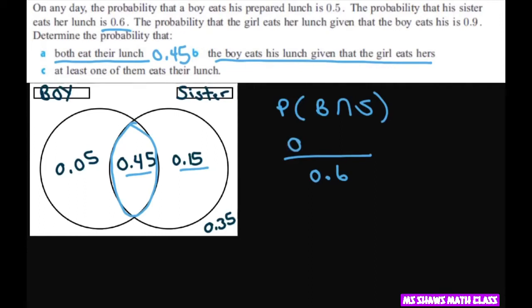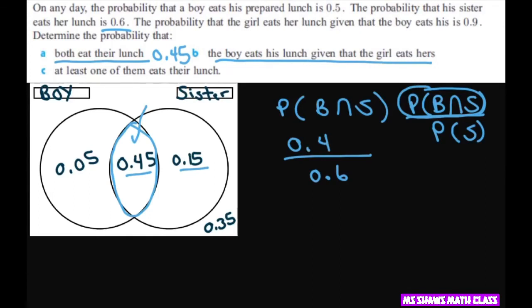Then given the sister, well, you just do probability of boy and sister divided by probability of sister. We already did the probability of boy and sister, and that's this right in here, 0.45. And when you simplify that, you get 3/4.